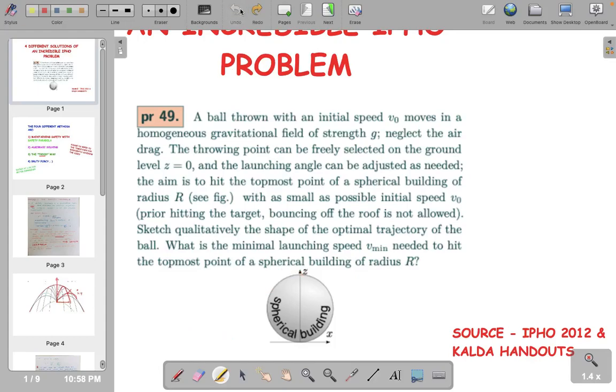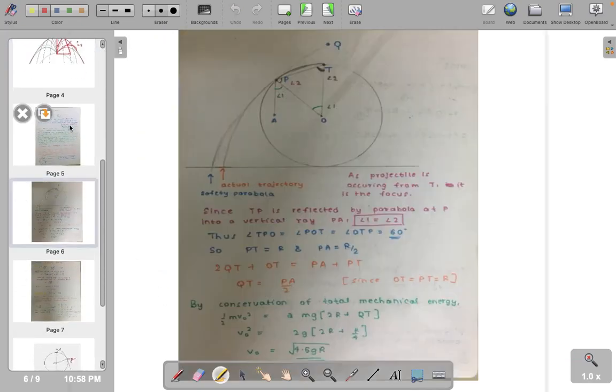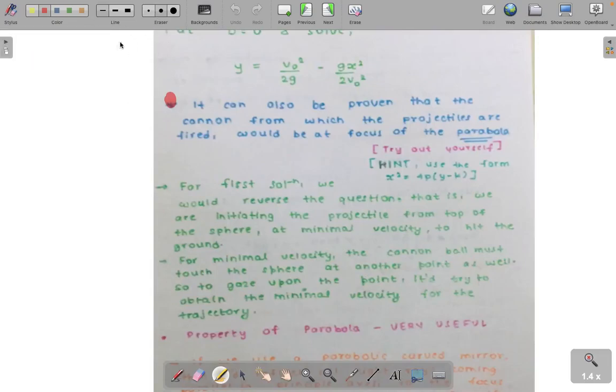Initially, what we had to do is fire the projectile from the ground, hit at some point, and I will explain why hitting at some point is necessary, but just consider that it is necessary for now. Hitting the spherical building at some point and then reaching the topmost point. So we are reversing this process. So let us follow.